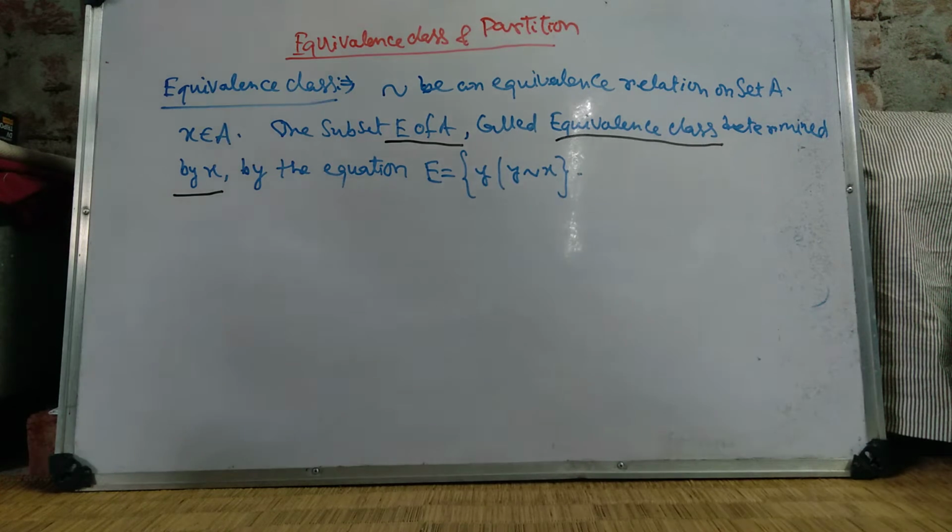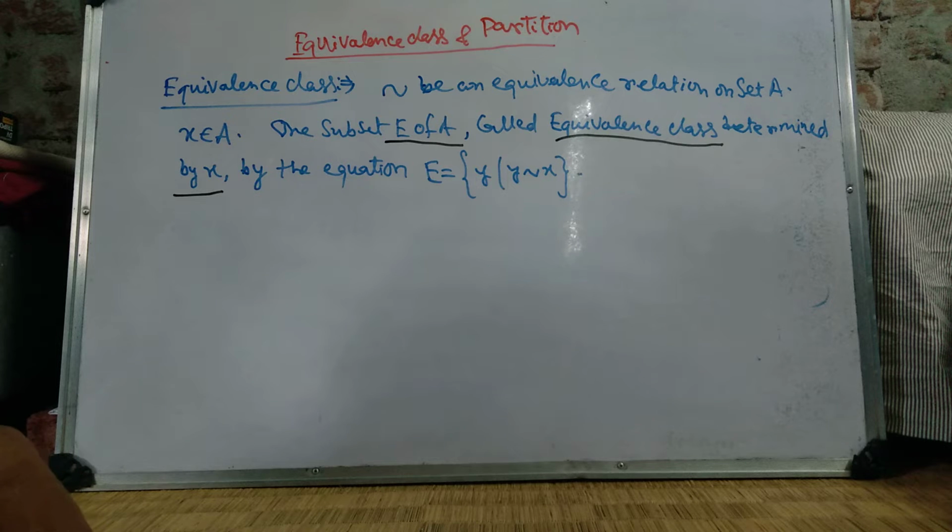First we start equivalence class and partition. In this portion we know that a relation on a set is a subset C of the Cartesian product A cross A. An equivalence relation on a set A is a relation C on A having the following three properties: first, reflexivity; second, symmetry; third, transitive property.